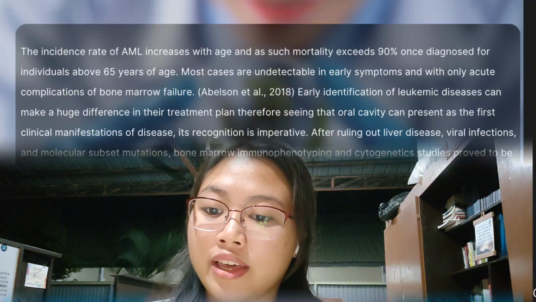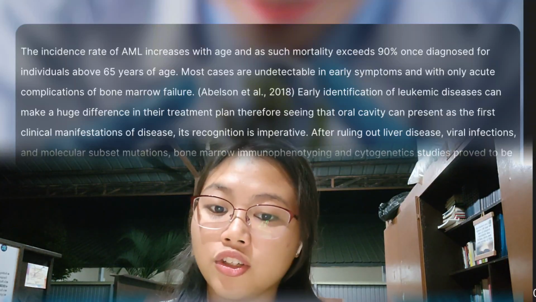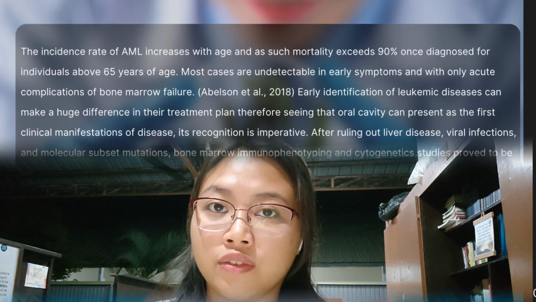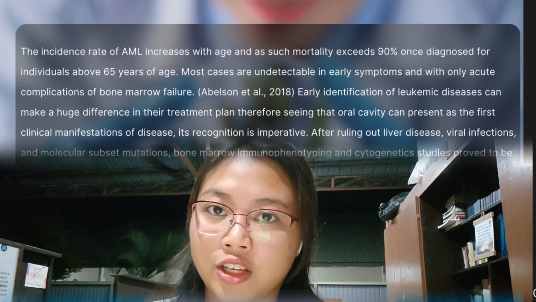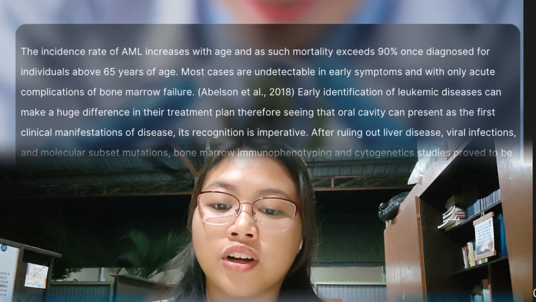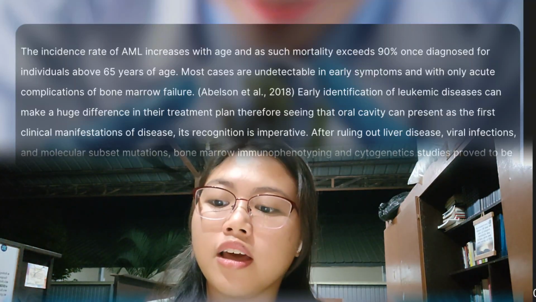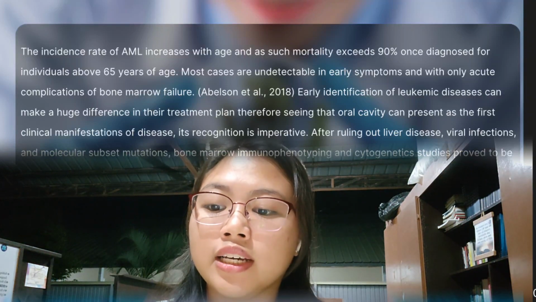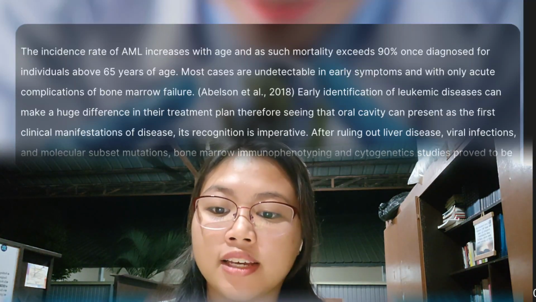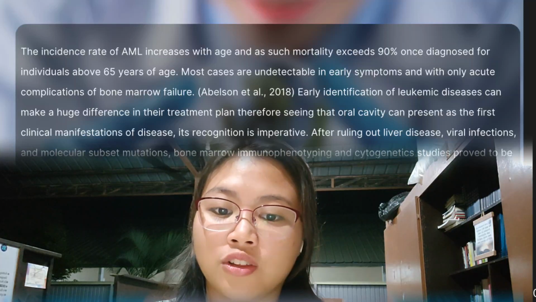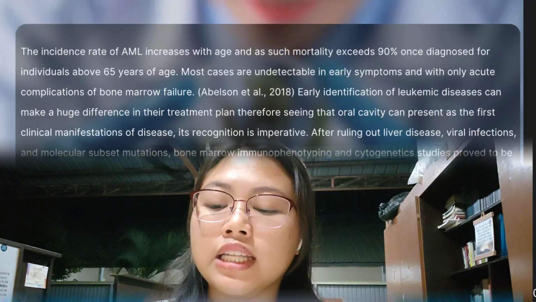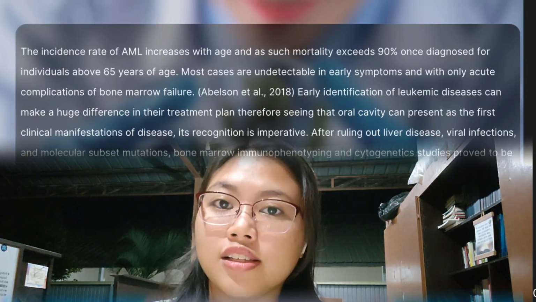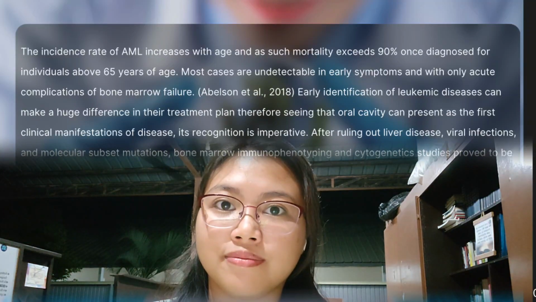The incidence rate of AML increases with age, and as such, mortality exceeds 90% once diagnosed for individuals above 65 years of age. Most cases are undetectable in early symptoms and present with only acute complications of bone marrow failure. Early identification of leukemic diseases can make a huge difference in their treatment plan. Therefore, seeing that the oral cavity can present as the first clinical manifestation of disease, its recognition is imperative.